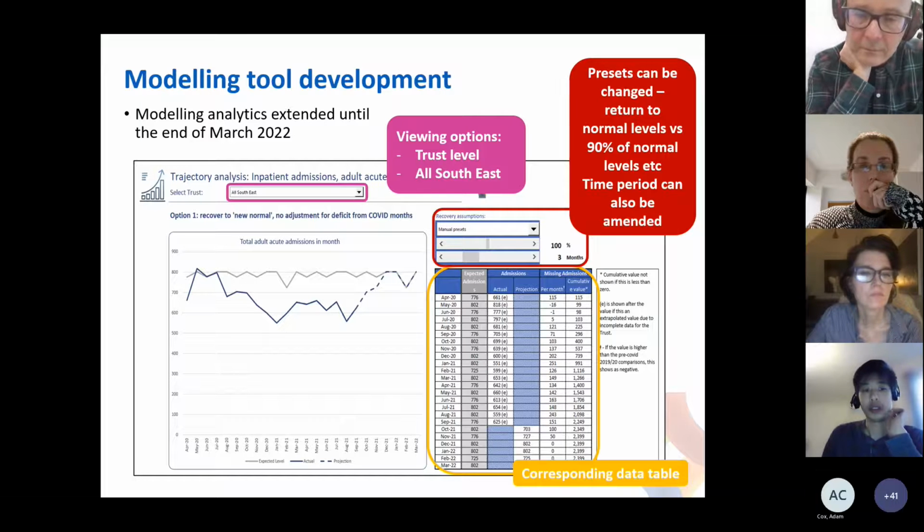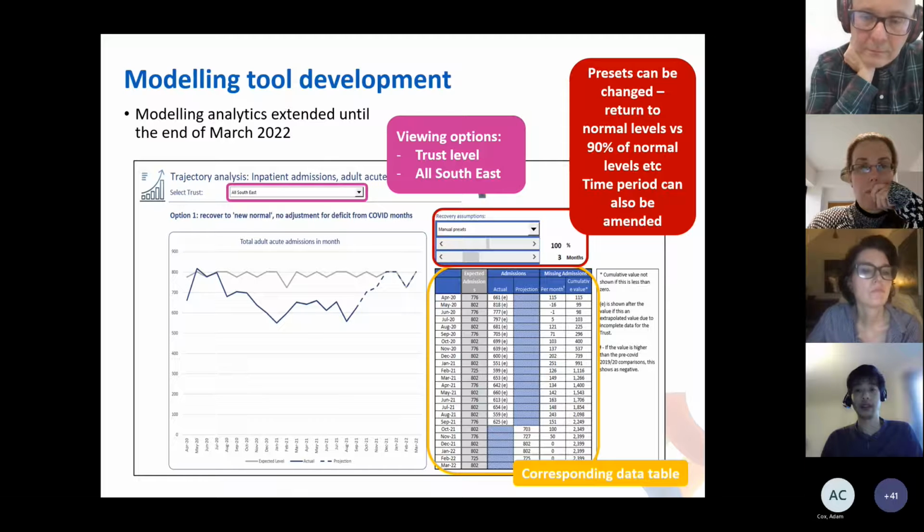So you can view that at an all Southeast level to see where you are regionally, and you can also view it looking just at your trust, depending on what you're utilising the data for. We've also tried to make it as interactive as possible. So you can see in red I've highlighted there the additional options.